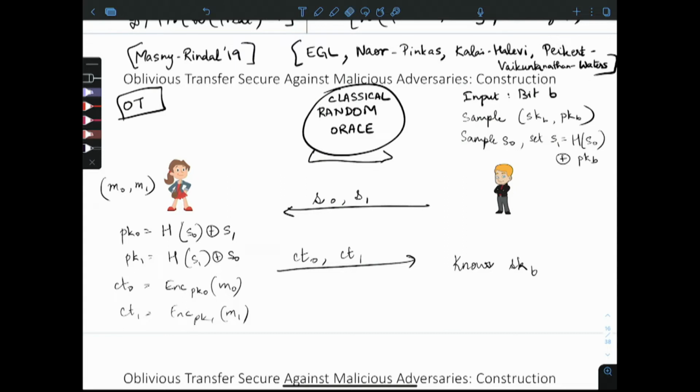Maybe let me rewrite this a little bit so that it's a sample SK, PK. Let's make it a little bit easier. So Bob starts off with just sampling S0 and S1 such that S1 equals hash of S0 XORed with the public key for which he knows the secret key. He sends S0 and S1 to Alice. Alice uses them to come up with two public keys. One that is the hash of S0 XORed with S1, the other that is the hash of S1 XORed with S0. She encrypts her messages using each of these two public keys and sends the resulting ciphertexts to Bob.